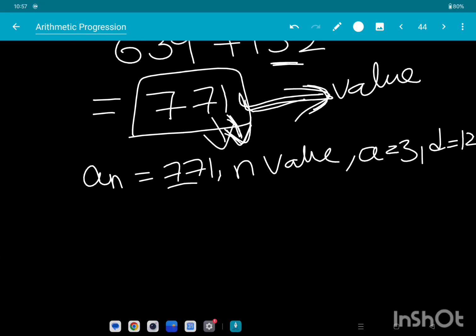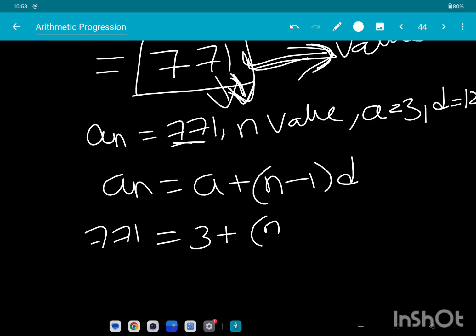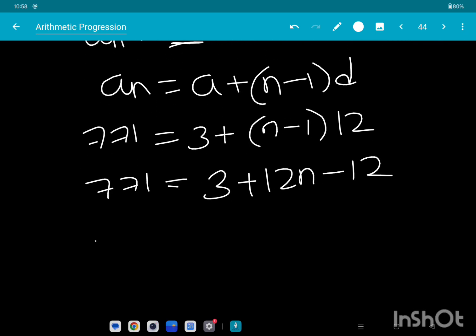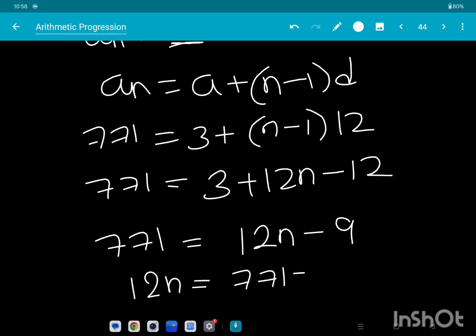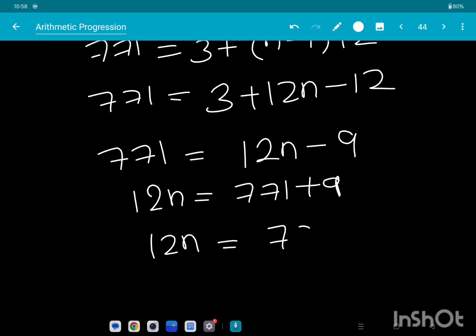Now we need to find this term. Here an is equal to a plus n minus 1 into d. So an value is 771, because this is the term we got by adding 132 to the 54th term. So 771 is equal to 3 plus n minus 1 into 12. 771 is equal to 3 plus 12n minus 12. 771 is equal to 12n minus 9. Here 12n is equal to 771 plus 9, which is 780.